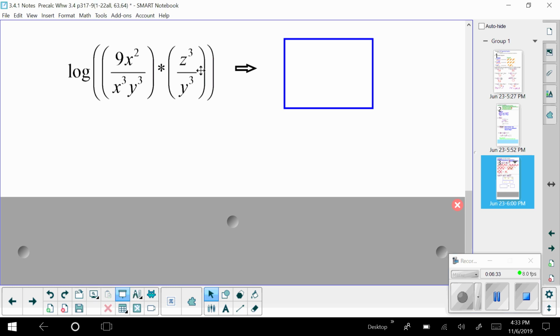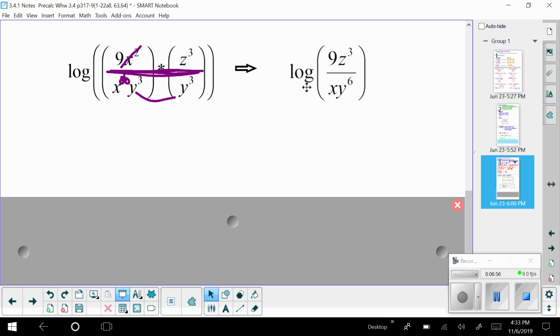Okay, this again is just to multiply. I've just got fractions here that I'm multiplying. So I can just do that, multiplying my fractions. And I can clean it up a little bit here. X squared divided by x to the third is just going to turn into x in the denominator. I have y cubed times y cubed. That's going to turn into y to the sixth. So my final answer should be log of the quantity 9z cubed over xy to the sixth.